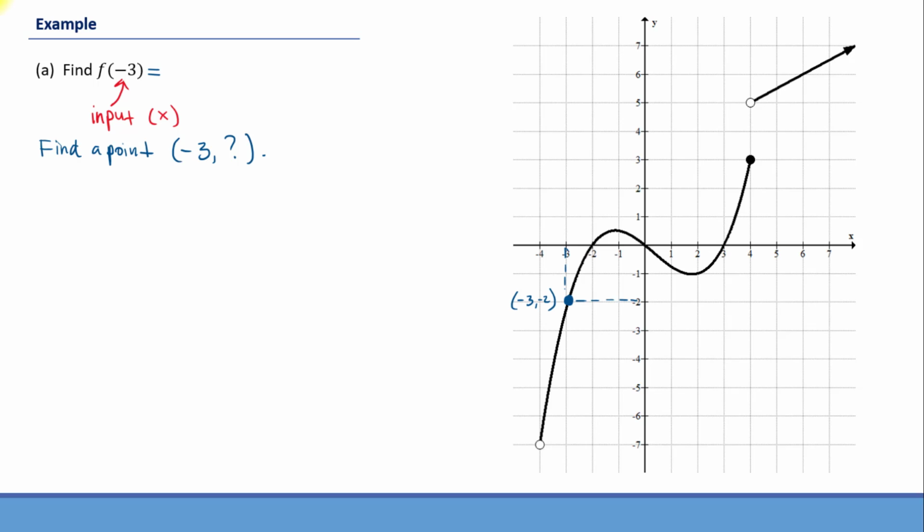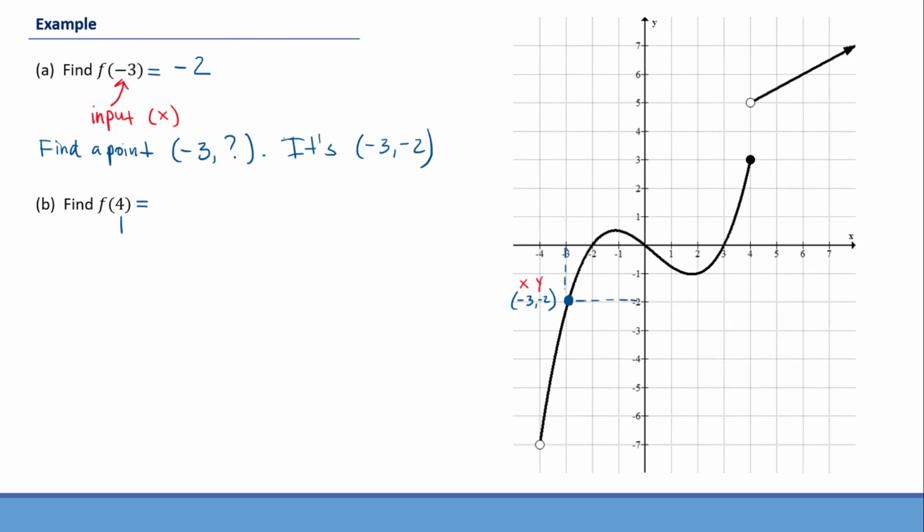And this means that input -3 for this function corresponds to the output -2. And that means that f of -3 equals -2. Let's try it one more time. We need to find f of 4.